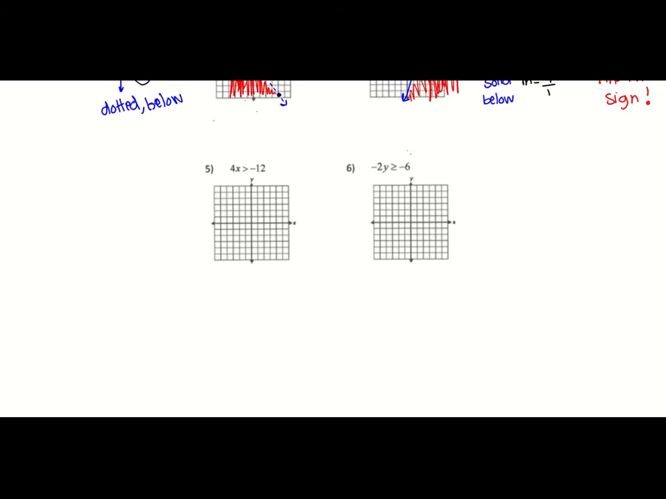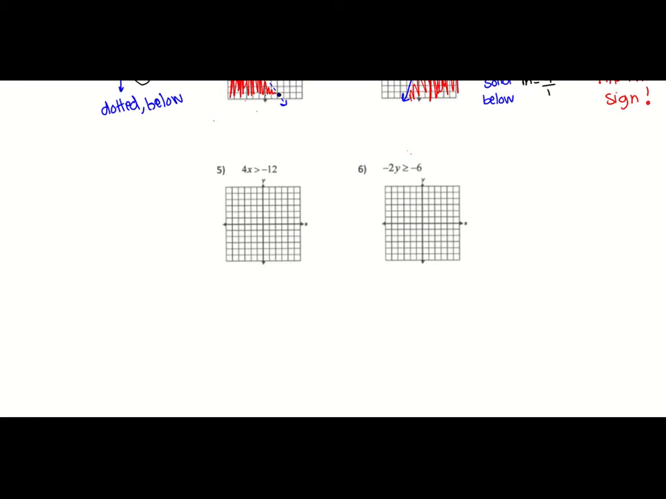Okay, next question, number 5. Again, my first step here is to get y by itself. But if you look at number 5, there is no y. So instead of getting y by itself, I'm going to get x by itself. To do that, I need to divide by 4. Since I'm dividing by a positive 4, I'm going to keep that sign the same. I get x is greater than negative 3.